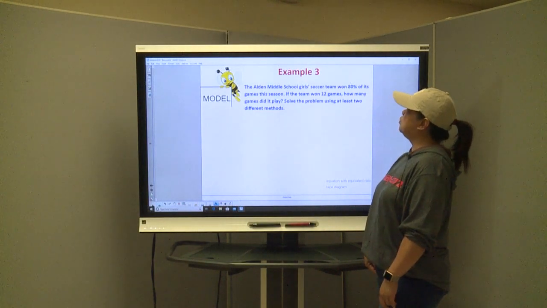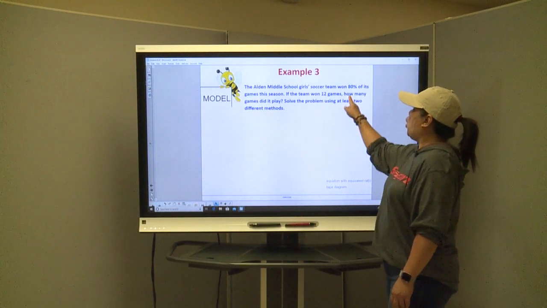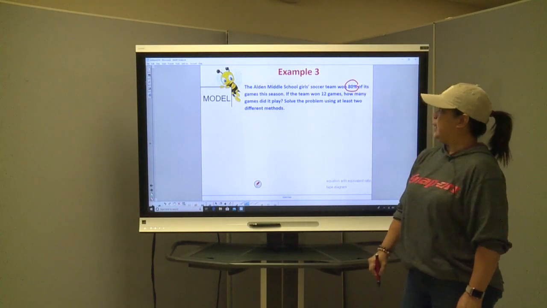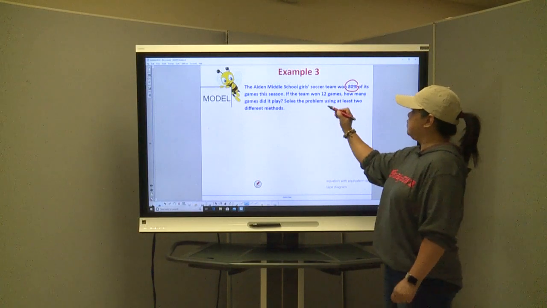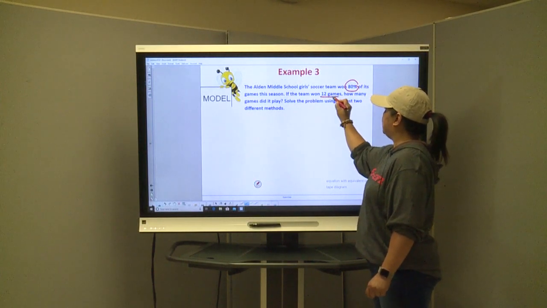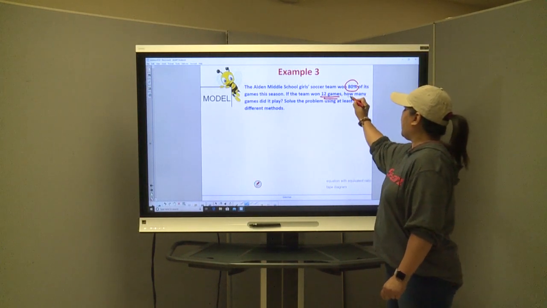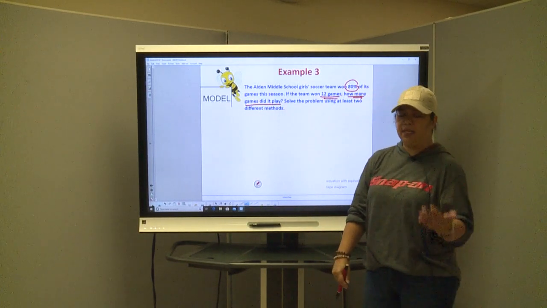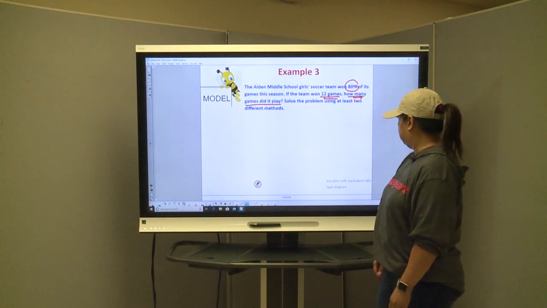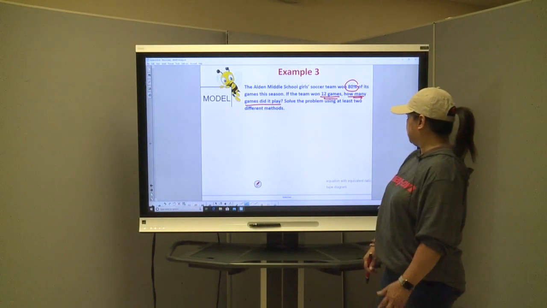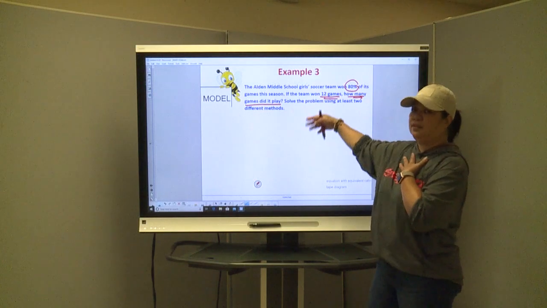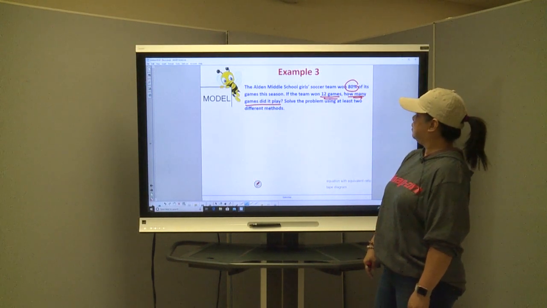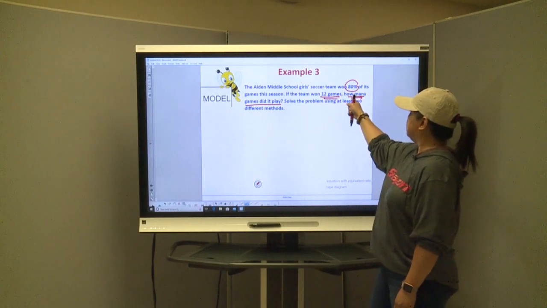The Alden Middle School girls soccer team won 80% of its games this season. If the team won 12 games, how many games did it play? So let's solve it, but let's try to think of what are the given in the word problem. The percent is there, okay? The team won 12 games.